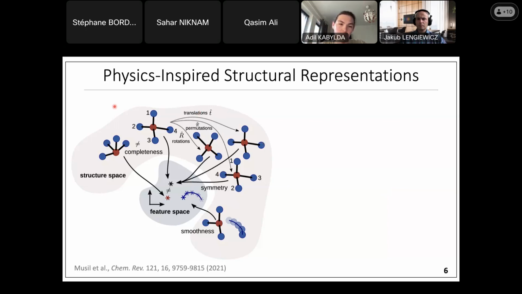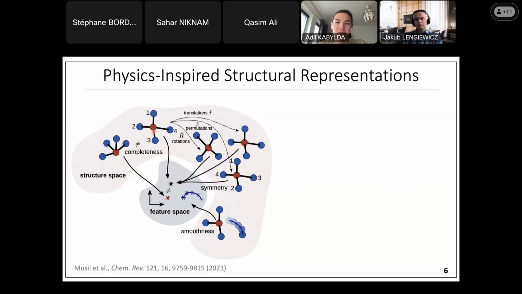So we want to go from the structure space to the feature space, but do it in a way that preserves the basic symmetries of molecules. For example, if you have a molecule and you translate it, basically nothing should change in the molecule. So we want this system and the translated molecule, when we map from structure space to feature space, to lead to one point in space.